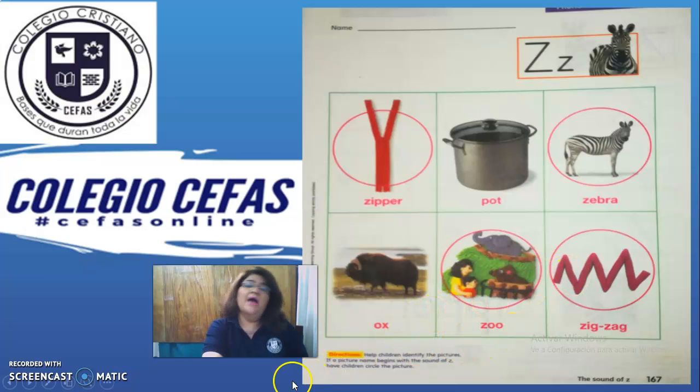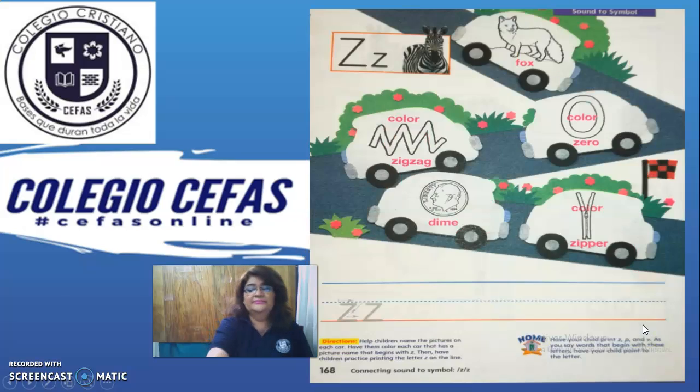In this case we have zipper, zebra, zoo, zigzag. Then the same thing. We have zigzag, zero, zipper, zebra, letter C, zigzag, zero, zipper. Complete the row.